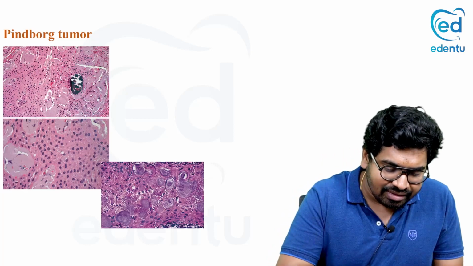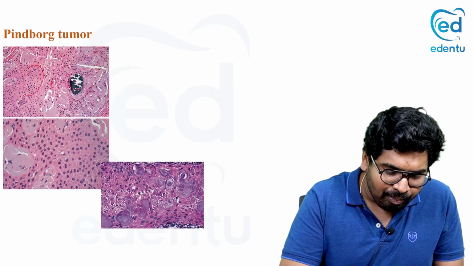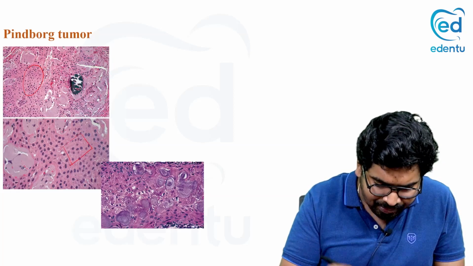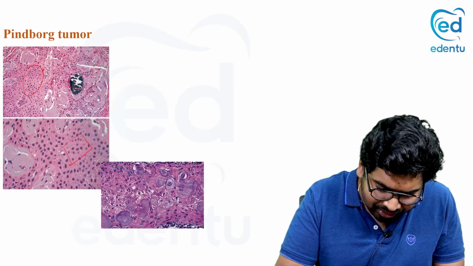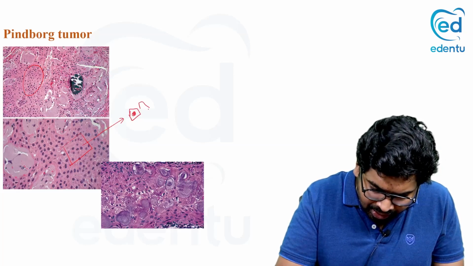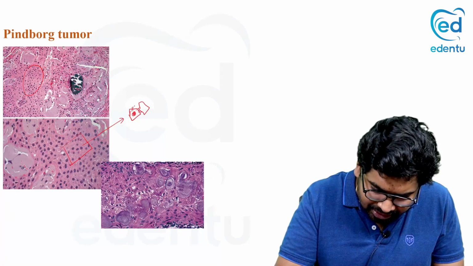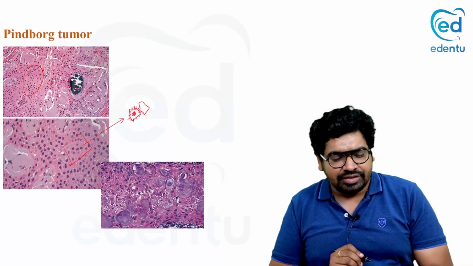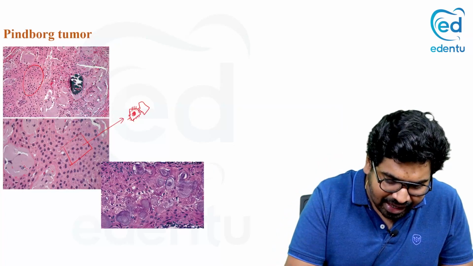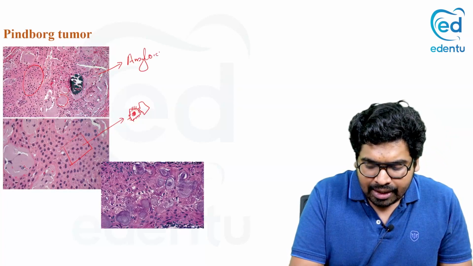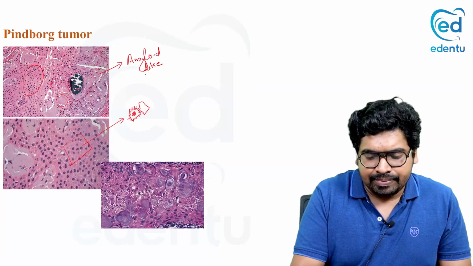Now, in this image we are seeing a lot of polyhedral cells. Can you see these polyhedral cells? If you observe this area, you can see a lot of polyhedral cells with prominent intercellular bridges. The cells are connected to each other by intercellular bridges. And you can see some areas which are eosinophilic globules. These areas are called amyloid-like material.